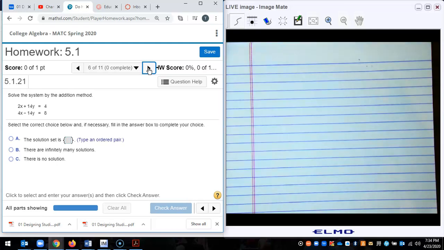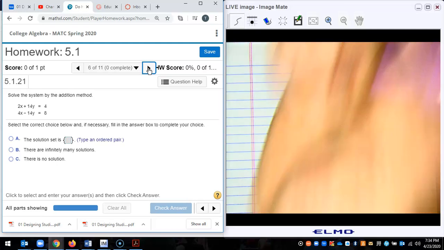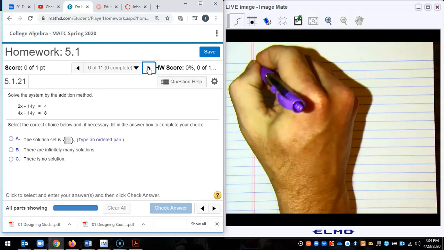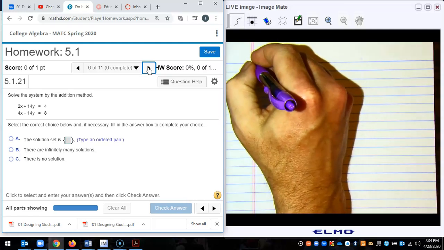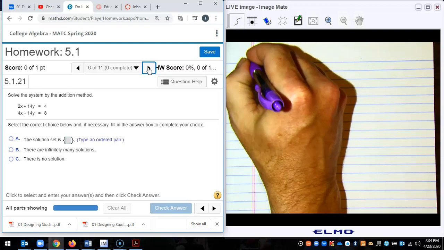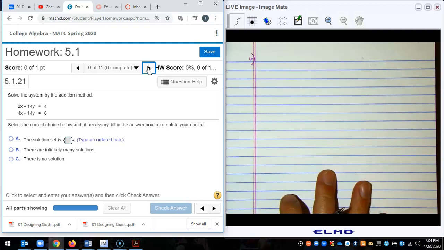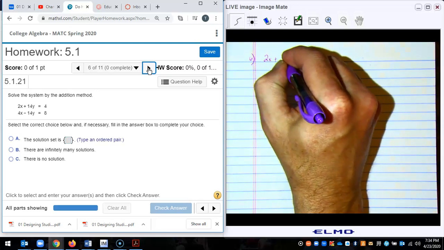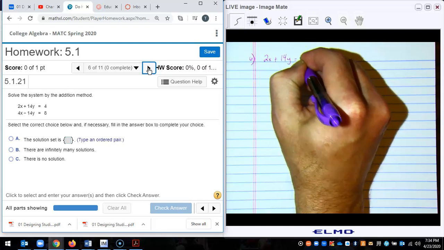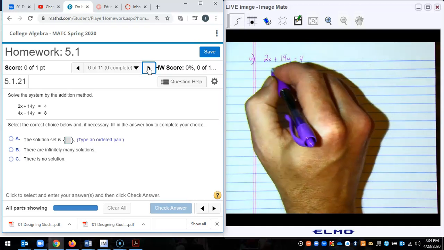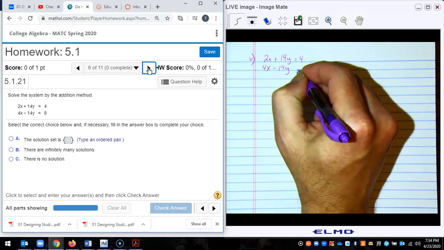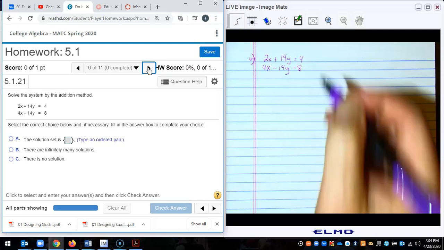All right, I've been neglecting my other colors, so here we go. Let's do it purple. So this is solving by the addition method. So this is number, what is this, number 6. Okay. In number 6, one equation is going to be 2x plus 14y equals 4. My other equation is 4x minus 14y is equal to 8.